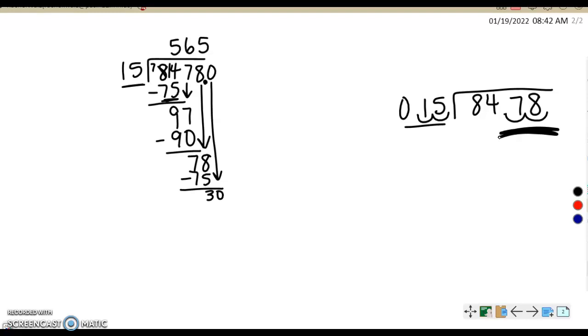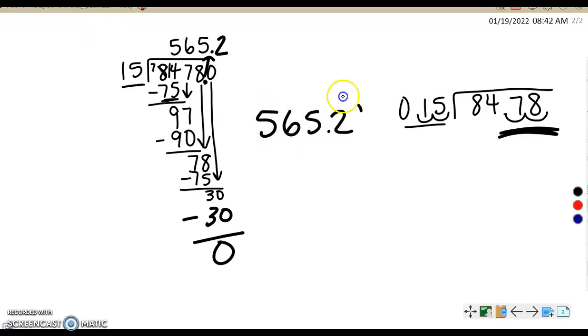So now we have 30. 15 goes into 30 2 times. 2 times 15 is 30. We subtract and get 0 left over. And then we just have to remember that this decimal was still there, so we just have to slide it up into our answer. So then our final answer for this question would be 565.2. So I know that one's a longer one, but we won't see a whole bunch of problems like this today.